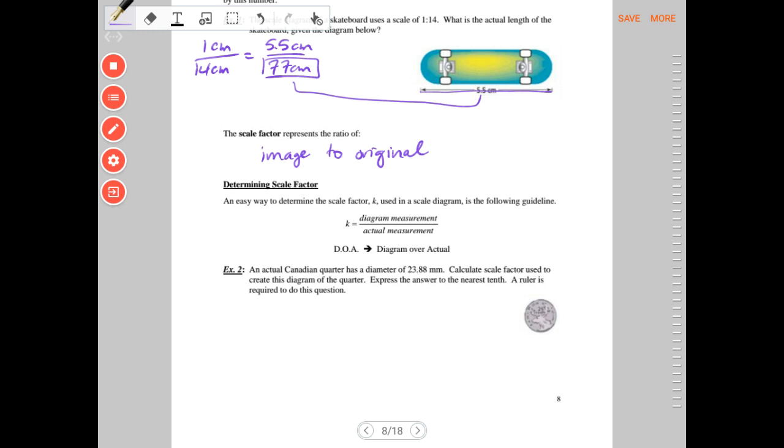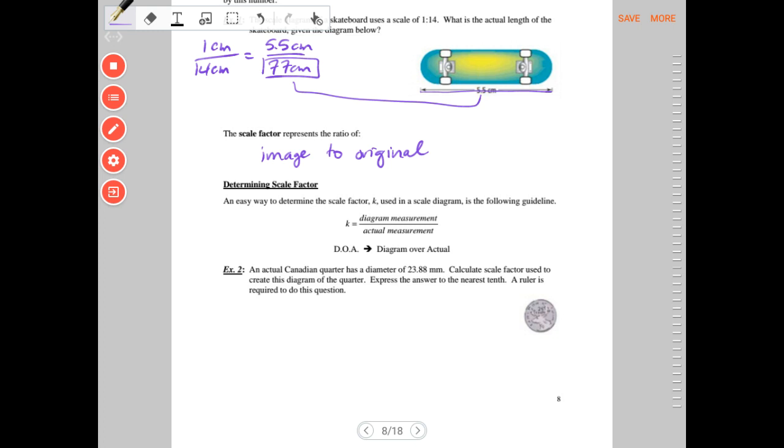Determine the scale factor. An easy way to determine the scale factor, we're going to use the letter small k, or lowercase k, used in a scale diagram. Here's the following guideline. K is equal to the diagram measurement divided by the actual measurement, or DOA, diagram over actual. Hopefully that's a way you can remember it.